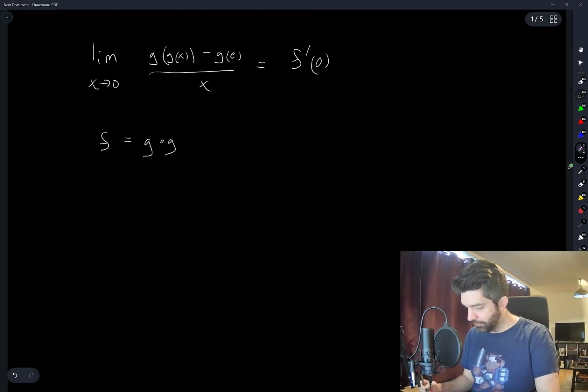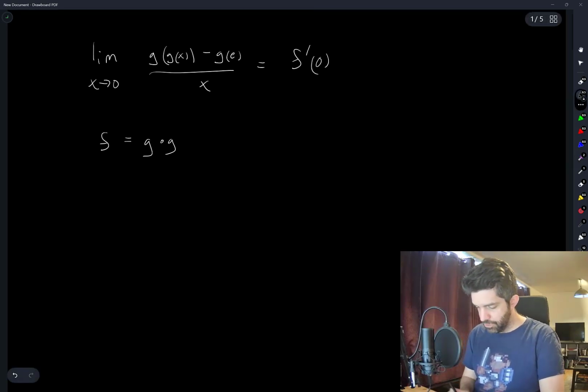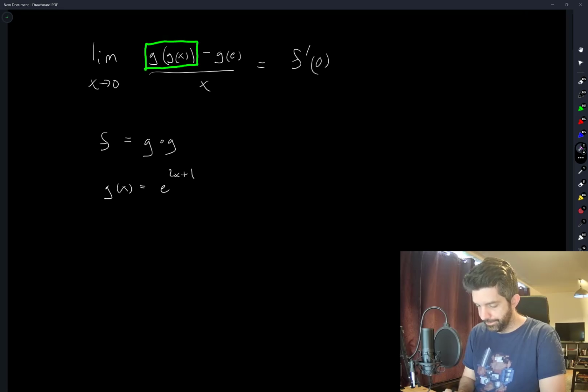Okay, and how do I see that? Well, g of x is e to the 2x plus 1. So g of 0 is e. That's that there. So here I have, this is f of x, and this is f of 0, because g of 0 is e.